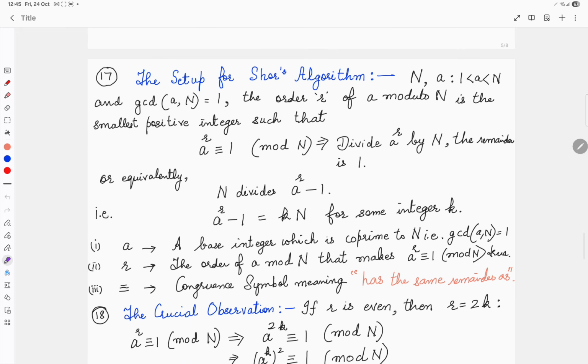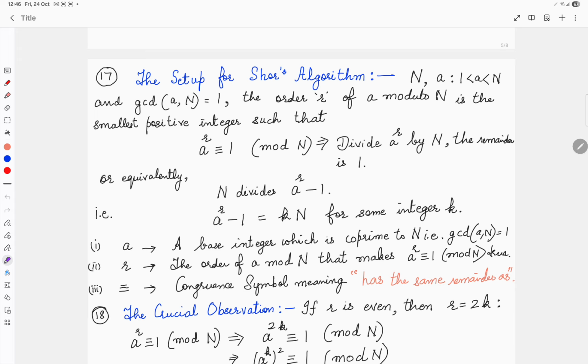Now let us try to understand the setup for the Shor's algorithm. So we know what is capital N, we know what is small a, that we make a choice. The value lies between 1 and n for a. We calculate the GCD, the order R. If GCD is 1, we will find out the order R. The order R of a modulo n is the smallest positive integer. So this is the formal statement of the Shor's algorithm.